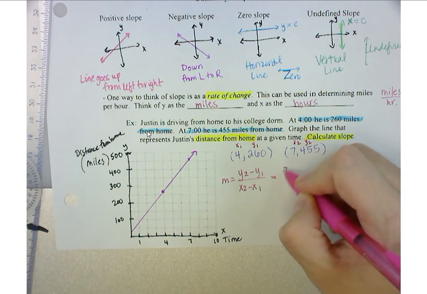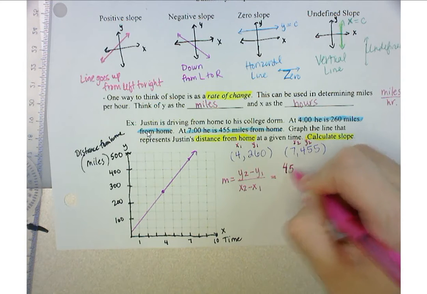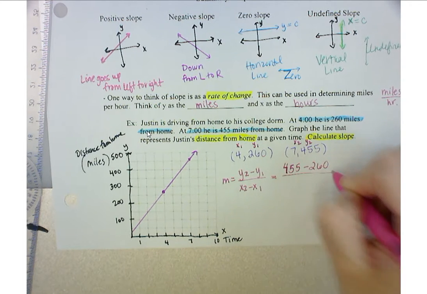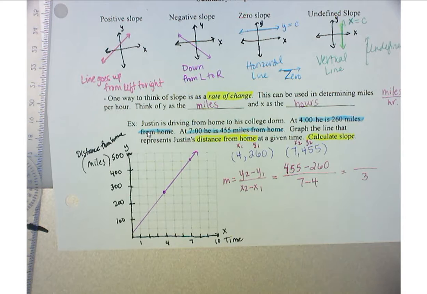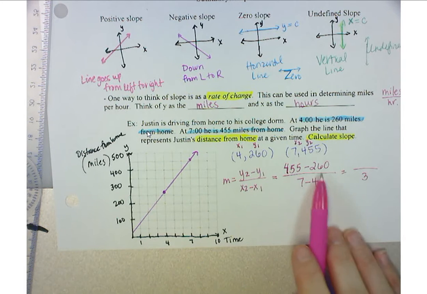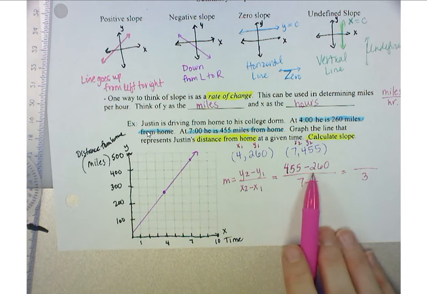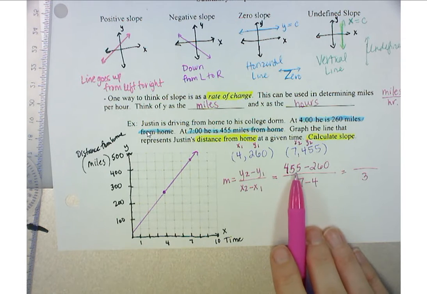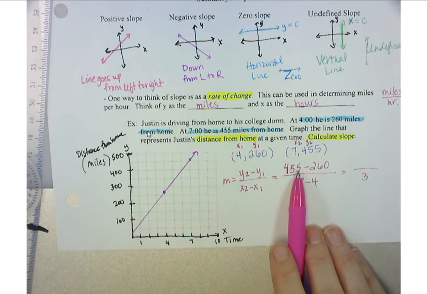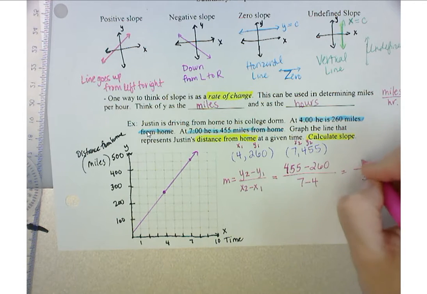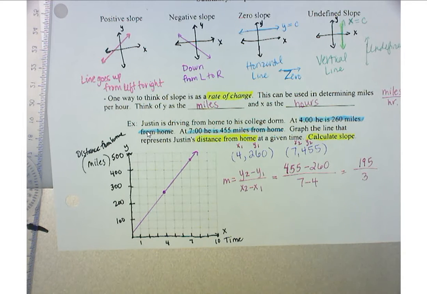So I'd have 455 minus 260 divided by 7 minus 4. Okay, so 7 minus 4 we know is going to be 3. Can you guys see how close 455 is to 460? 455 is close to 460, right? So the difference between 460 and 260 is 200. Because that's only 5 more away, you would just take 5 away, which would be 195. That's just a way you can do it without your calculator.